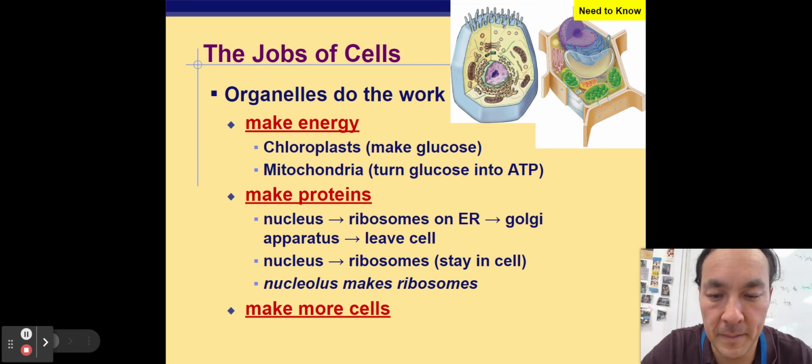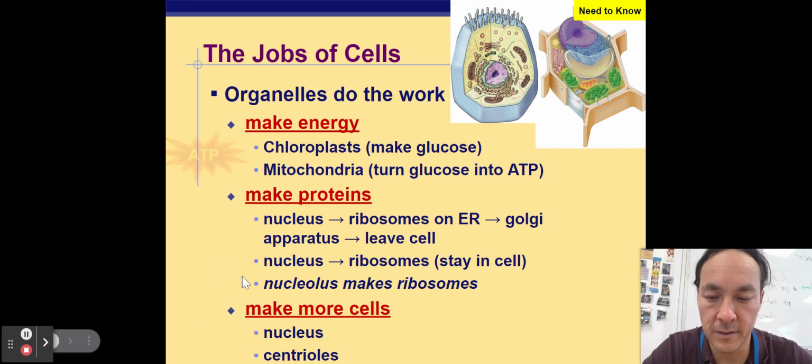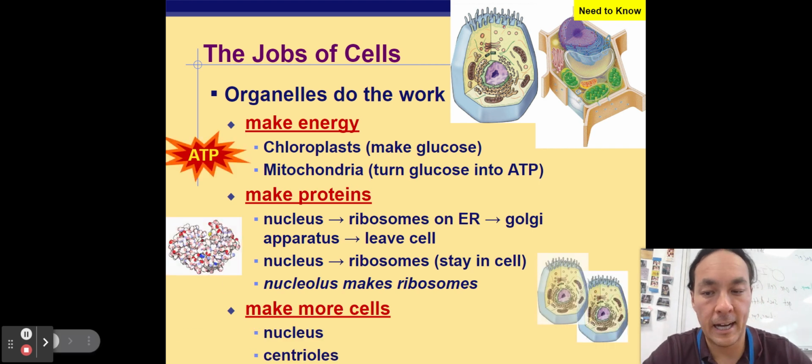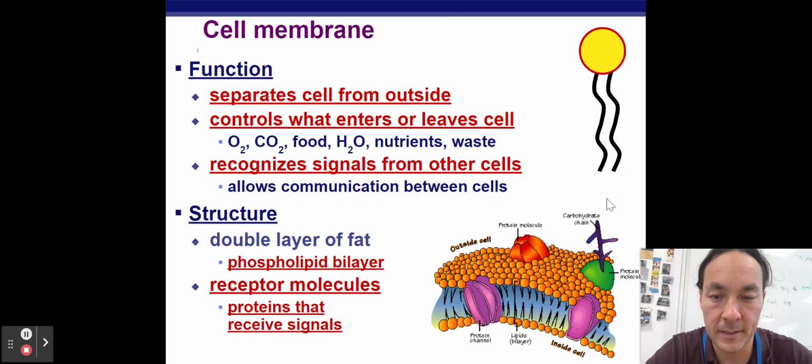The nucleolus makes ribosomes, and then making more cells involves the nucleus, right? DNA, copying it during the S phase, and then centrioles to pull it apart. We didn't get to that in this unit, so you can skip that.